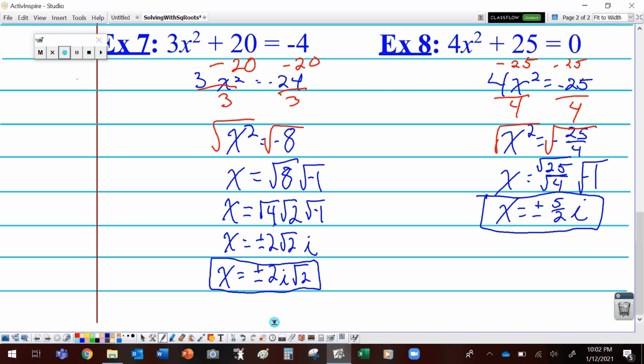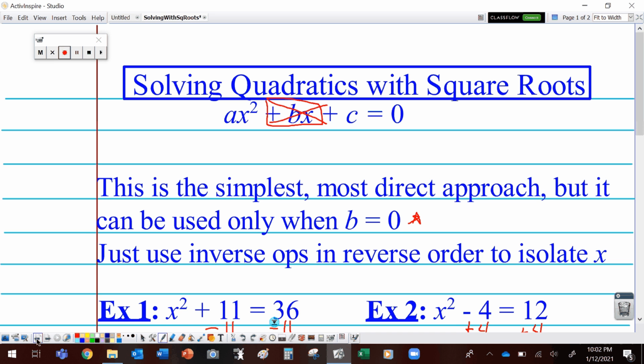Okay? All right, so solving with square roots. First thing that has to happen is there has to be no bx term. B has to be equal to 0. Okay, just the x squared and then constants. It's the most direct approach because all we're going to do is use inverse operations in reverse order of operations to get that x all by itself.